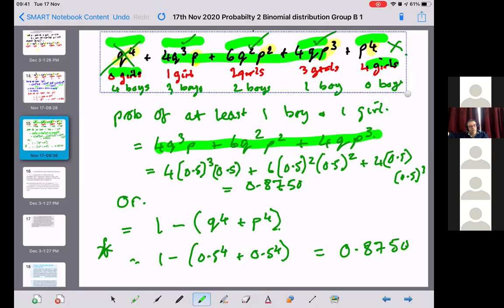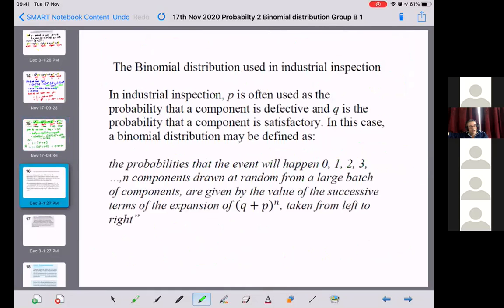Yeah, we're going to have a look at another example now that's related to a more industrial situation. So in industrial inspection, P is often used as the probability that a component is defective, and Q the probability that the component is not defective or satisfactory. In this case, the binomial distribution can be defined as the probabilities that an event will happen none, 1, 2, 3, n components drawn at random from a large batch of components are given by the value of successive terms of the expansion Q plus P to the n, taken from left to right.